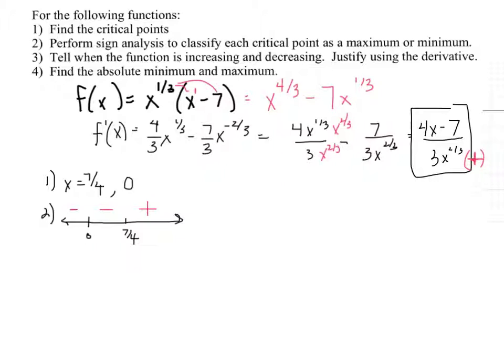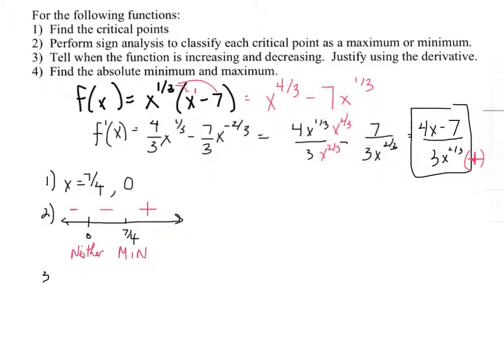So here, at 7/4, the derivative changes from negative to positive, so the function changes from decreasing to increasing. This is a minimum. And we say, well, what about this at 0? Well, it doesn't change. It's from negative to negative, so this is neither. And we'll see that when I pull the graph in, what's happening there.